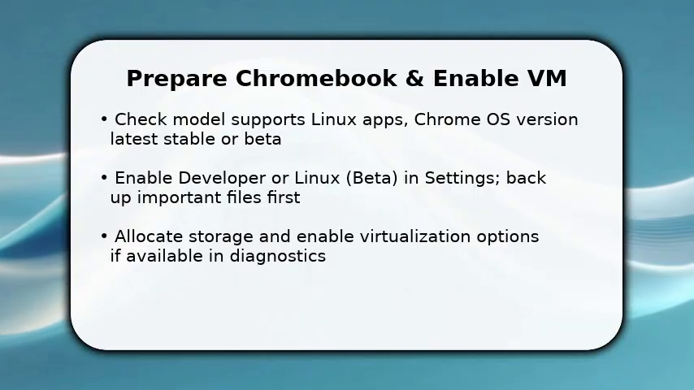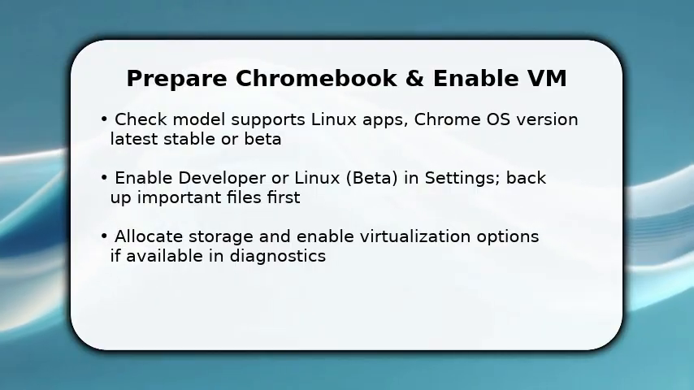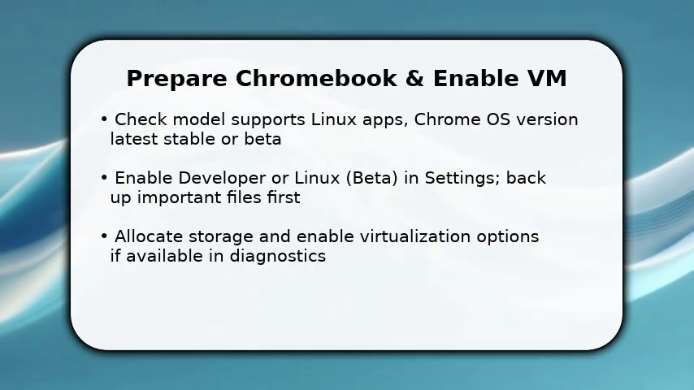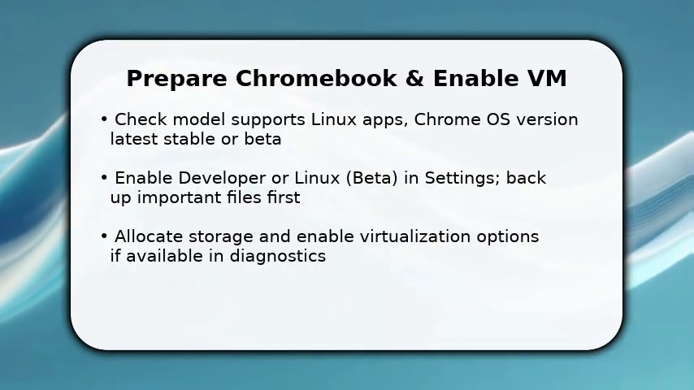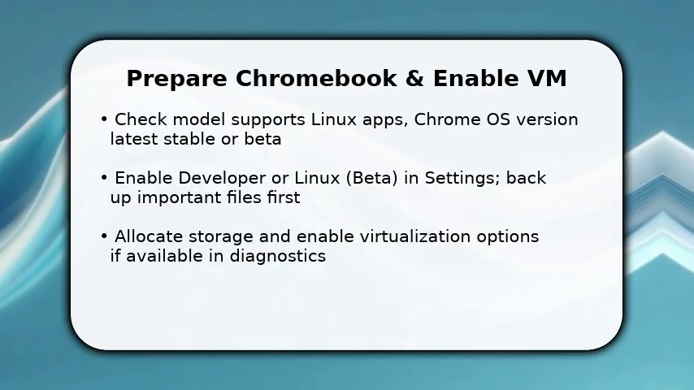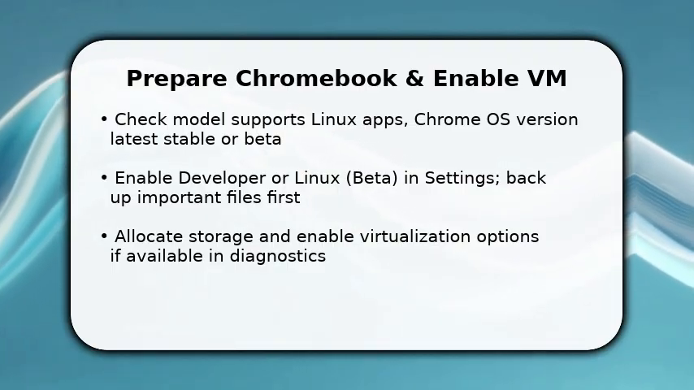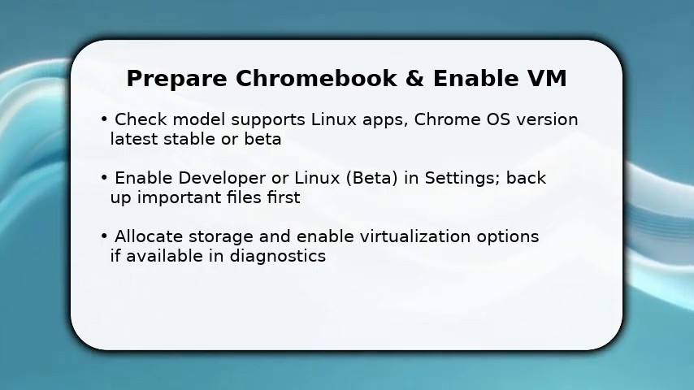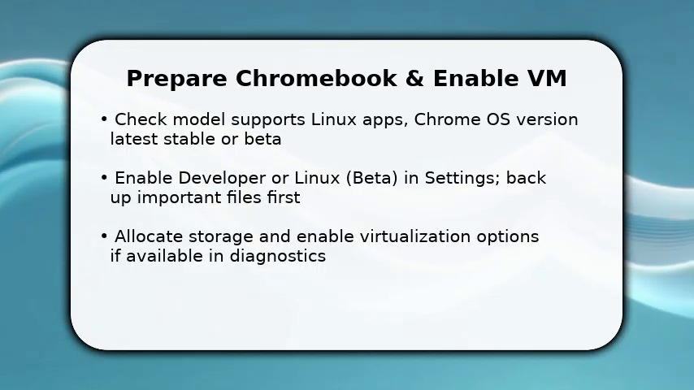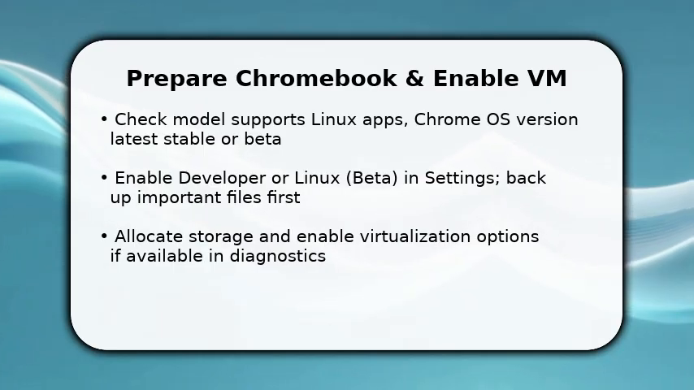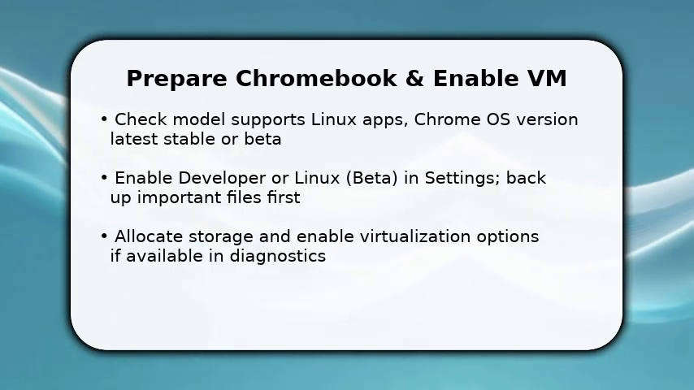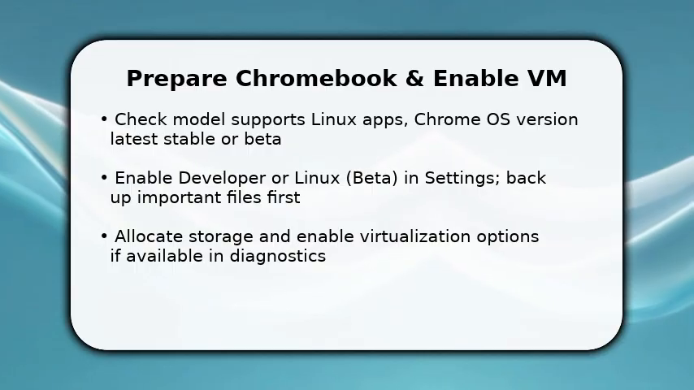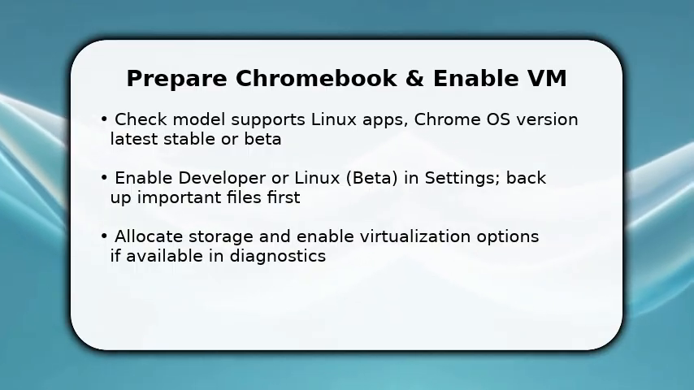Enjoy the video. You start by confirming your Chromebook supports Linux apps and virtualization. This is why you check model specs and update Chrome OS. Once done, enable Linux Beta or developer mode in settings and accept file system changes. Make sure to back up critical files so you can recover if something goes wrong. Also allocate sufficient storage and memory in advance. VMs need room. After these steps, you're ready to install the VM Manager without delay.